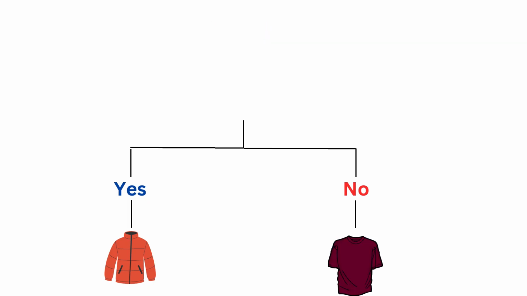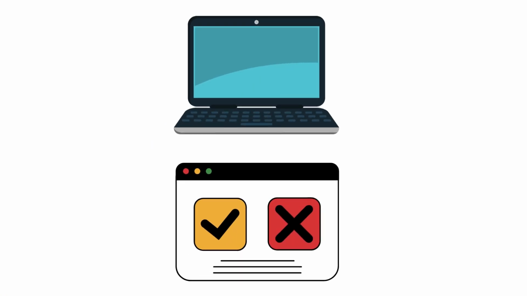This type of structure helps computers make decisions just like humans do. They are widely used in artificial intelligence, AI, and machine learning to solve problems.